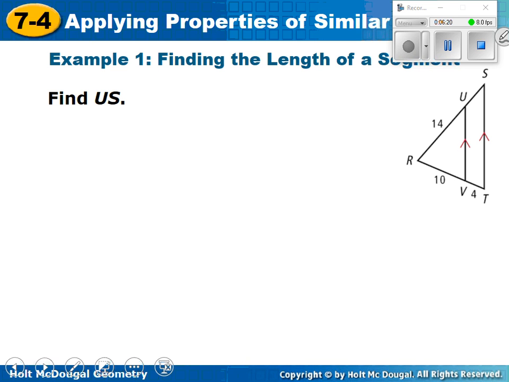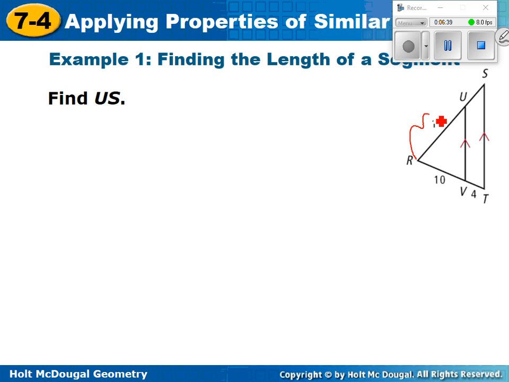So this just says find US. When you look at the picture, do you see a line parallel to one side of the triangle? Yes. Remember, the pieces that are split proportionally are only the two sides that are intersected by the parallel line. I'm going to emphasize this again.